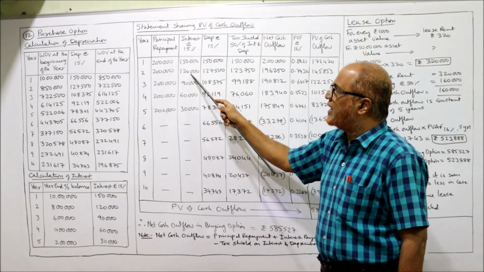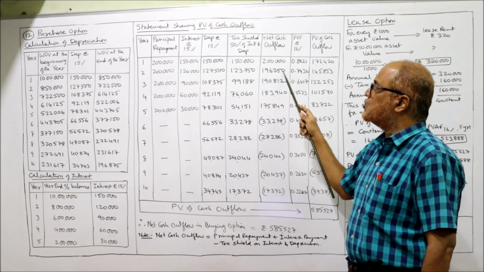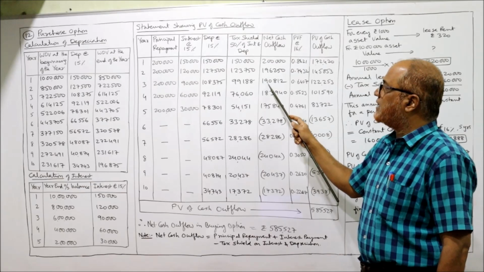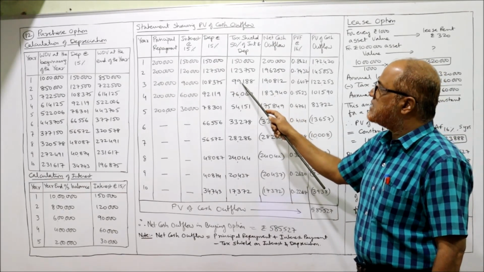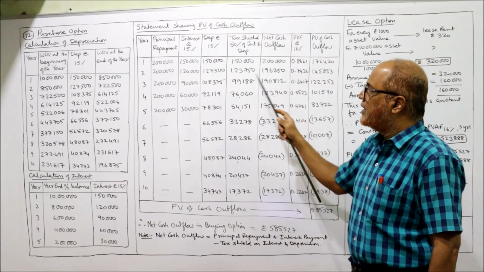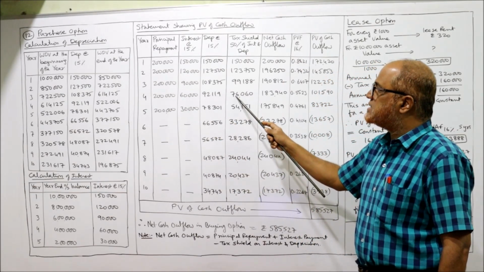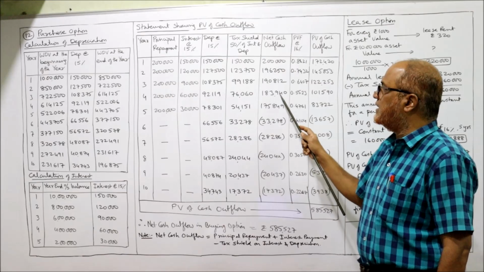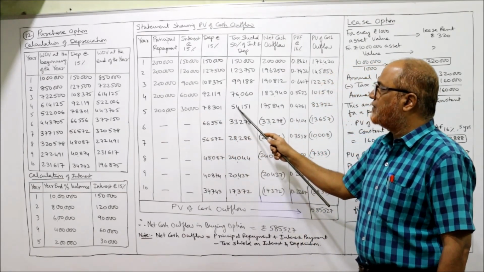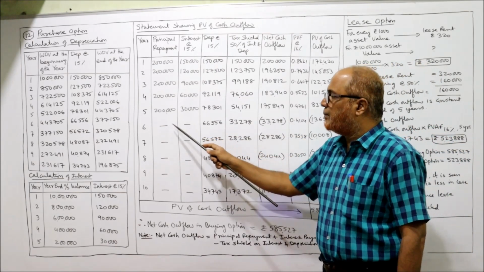Similar calculations for second year. 2 lakh plus 1,20,000 minus 123,750, you will get 1,96,250. 2 lakh plus 90,000 minus 99,188, you will get 1,90,812. Then fourth year, 2 lakh plus 60,000 minus 76,060. You will get 1,83,940. Similarly, 2 lakh plus 30,000 minus 54,151, 1,75,849.